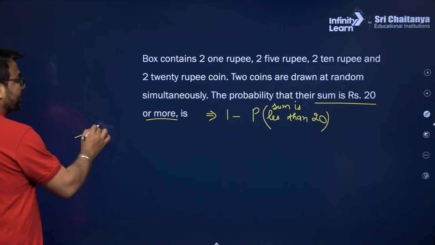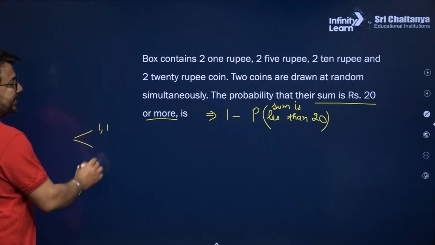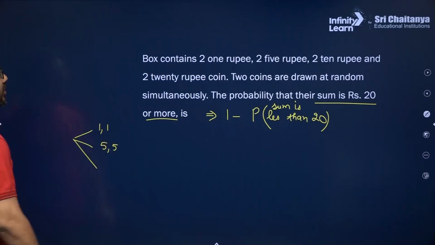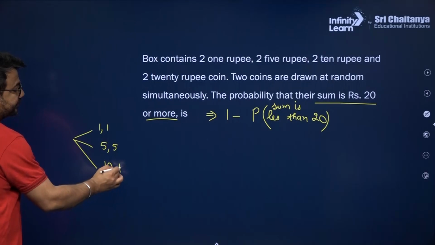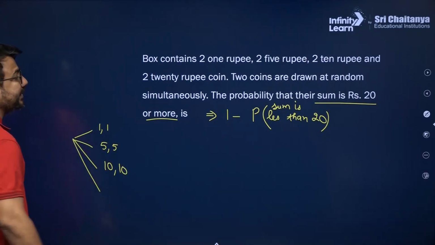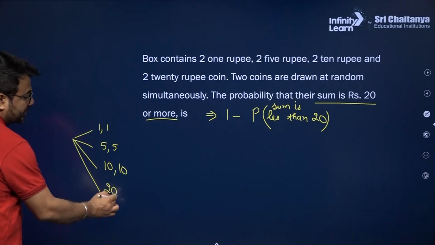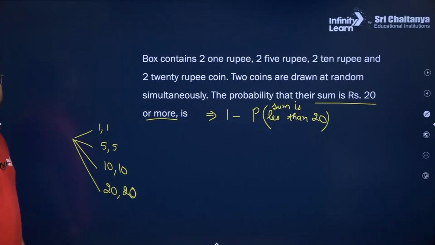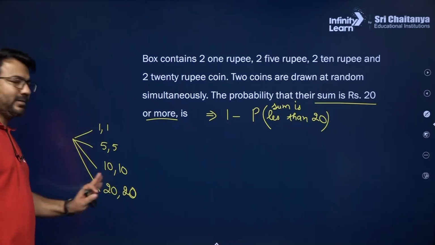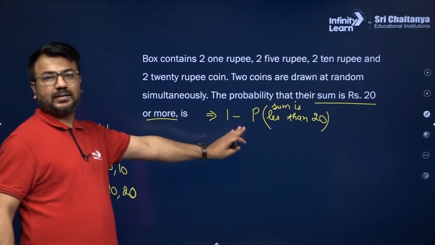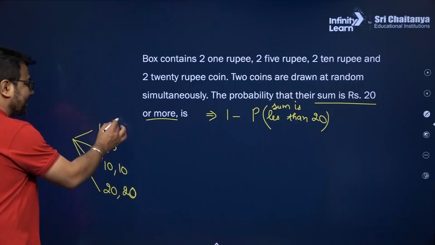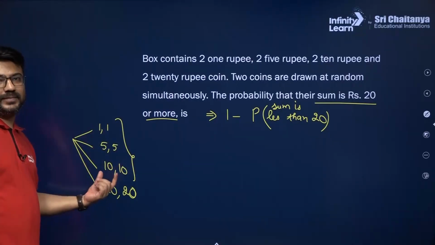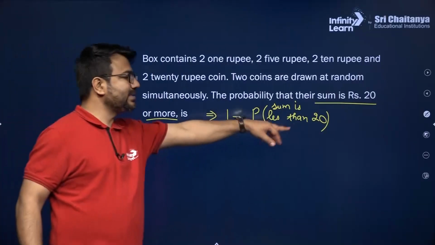Now there are 2 one rupee coins. Then there are 2 five rupee coins. Then there are 2 ten rupee coins. And then there are 2 twenty rupee coins. If I take any one of the coins as 20, then definitely the sum will be 20 or more. So I need not take 20 because I need to make the sum less than 20. So among these 6 coins, if I pick up any 2 coins, except both the coins being 10, I will always get the sum less than 20.